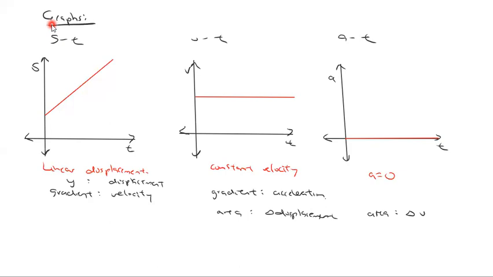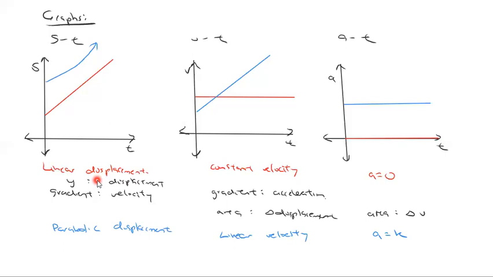And you can see that if acceleration equals 0, then you'll get a constant velocity and a linear displacement. On the other hand, if acceleration is constant, that means you'll get a linear velocity, which then means you'll get a parabolic displacement.